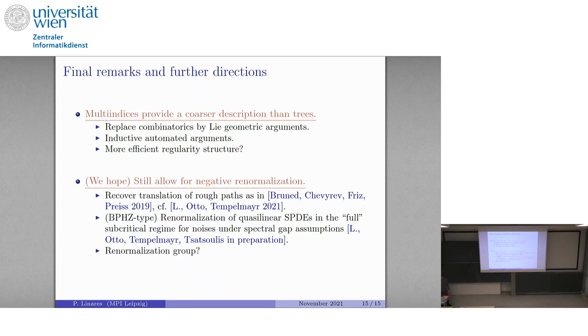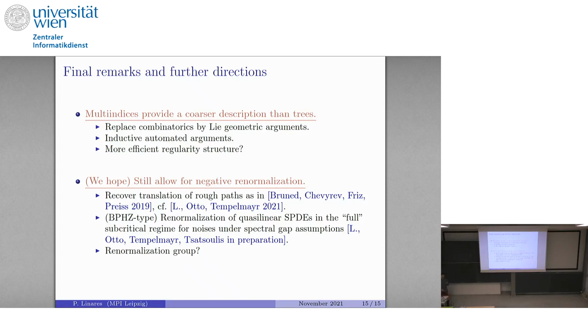And more importantly, we still hope that it allows for negative renormalization. So this would be pretty much useless if, in the end, to perform negative renormalization, we would have to go back to trees. But we expect that that's not the case, and we have some hints already. On the one hand, we can recover translation of rough paths, as in the paper by Ivan, Ilya, Peter, and Rosa, and that's already done in the paper.